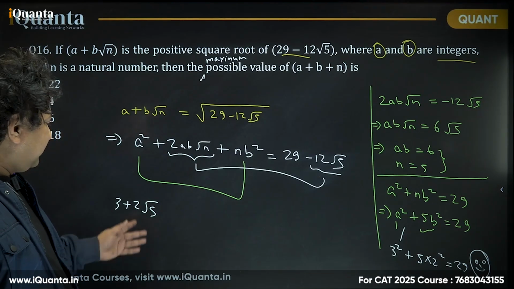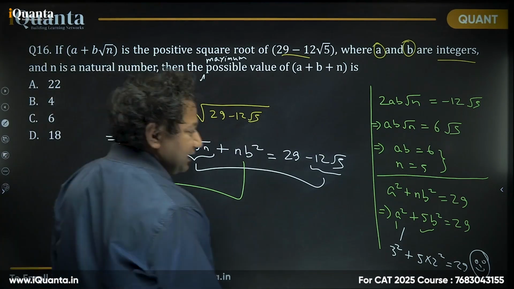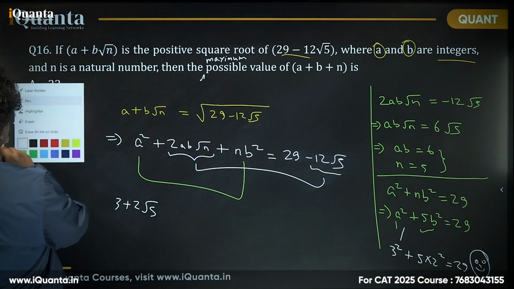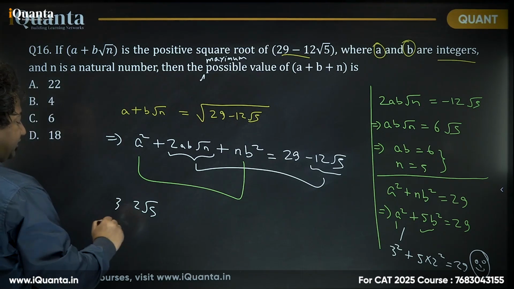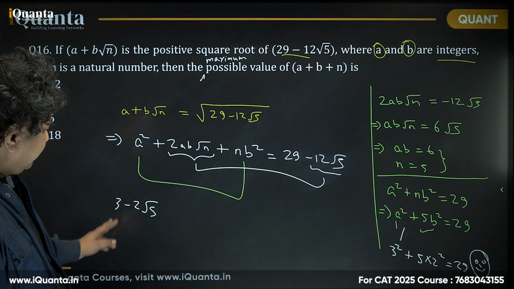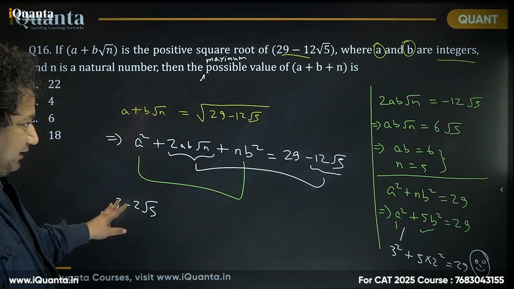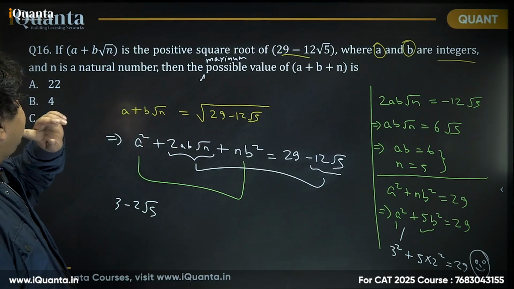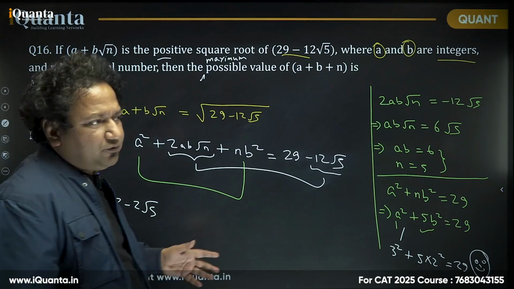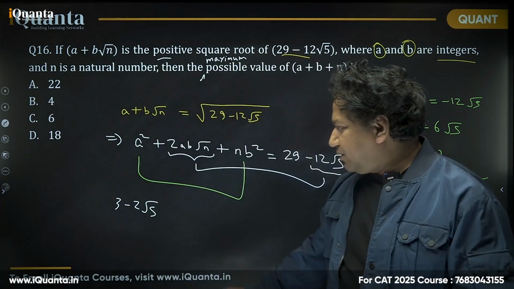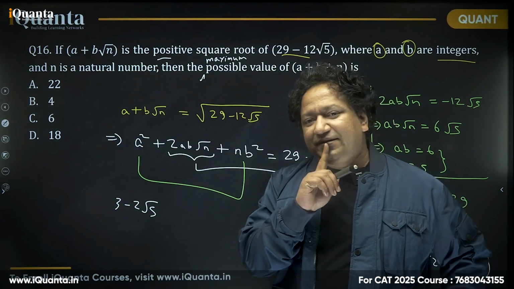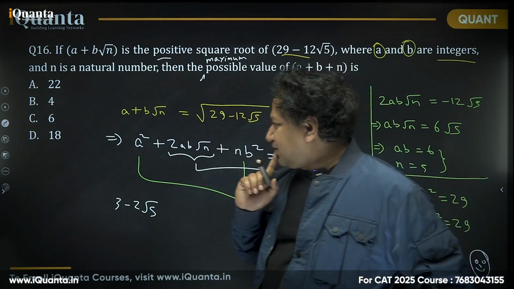So b is obviously not 2, b will be minus 2. Even if you take minus 2 here, that doesn't matter because minus 2 square is 4 again. So instead of taking 3 plus 2 root 5, let me take 3 minus 2 root 5. Yeah, perfect. This will be the square root. But will that be the positive square root? Root 5 is obviously more than 2. 2 root 5, 2 into something more than 2, will be more than 4. 3 minus 4 will be negative. We can't have this.